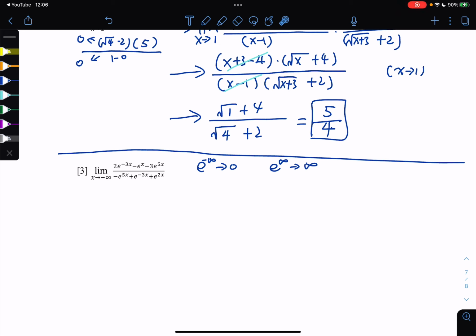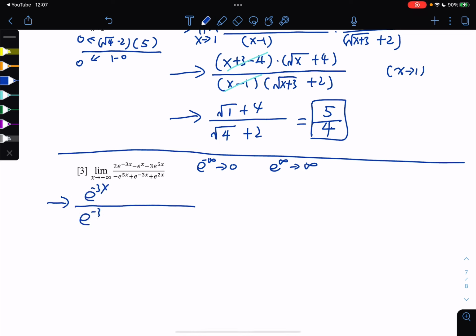So clearly, if it's simply a positive exponent, as x goes to negative infinity, it's e to the negative infinity, e to the negative infinity, e to the negative infinity. They all go to 0. They can't be the dominating term. So only those two pieces, and they are of the same order, so they are both dominating terms. So I'm just going to factor them out.